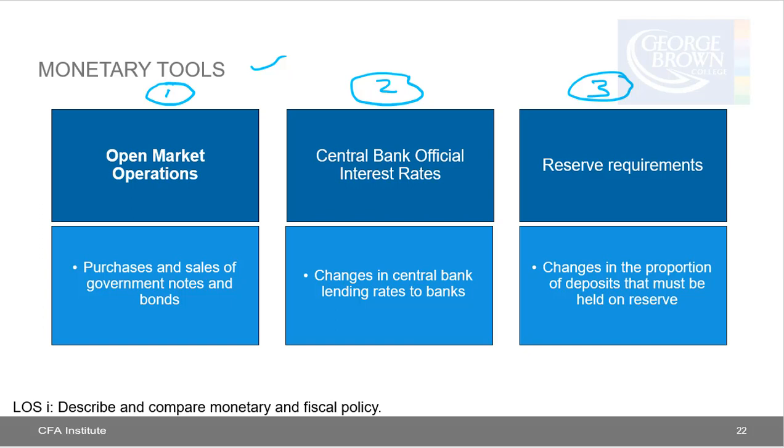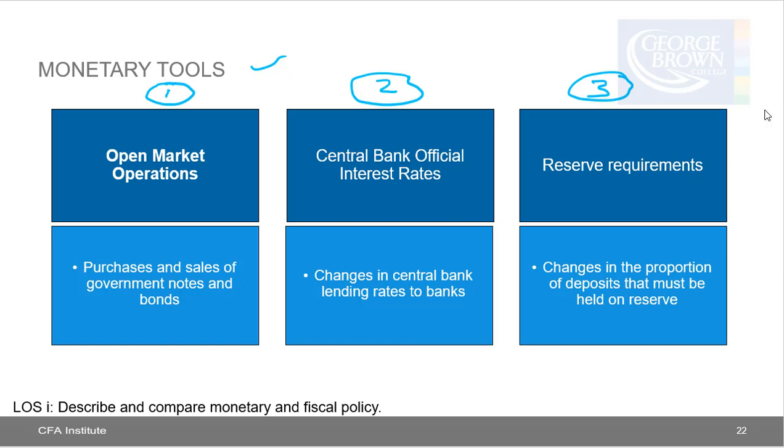So you just have to understand that if a central bank wants to increase the supply of money, it purchases financial assets. And if it wants to decrease the supply of money, it will sell financial assets.